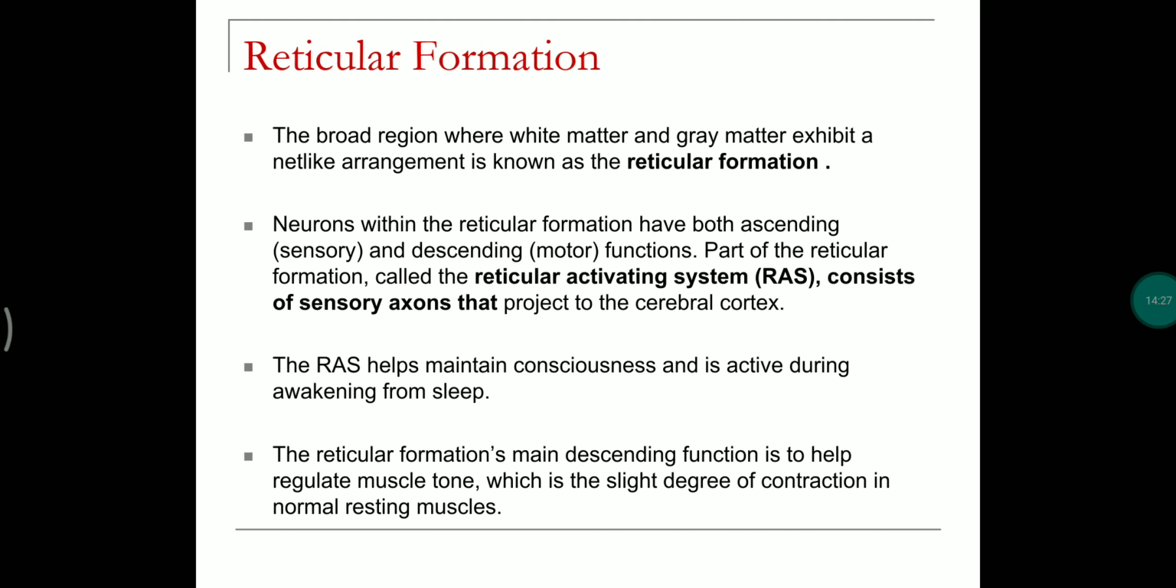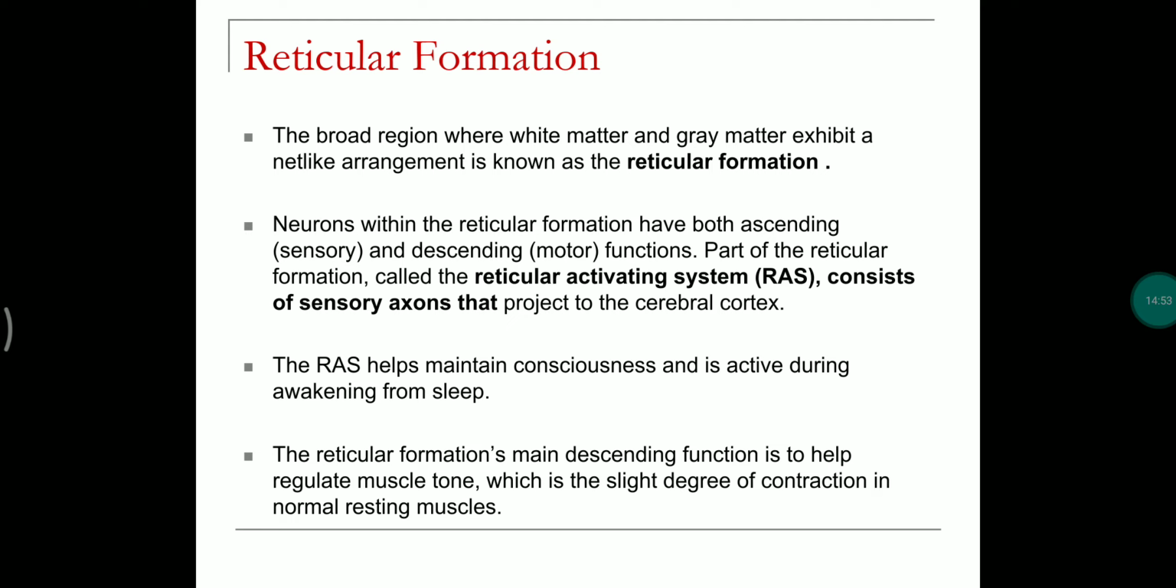And the reticular formation. The reticular formation is the broad region of white matter and gray matter which exhibits a net-like arrangement. The neurons within the reticular formation have both ascending and descending functions: ascending sensory and descending motor functions.